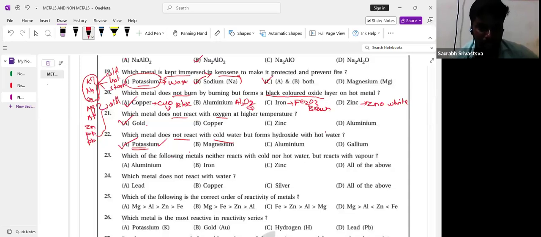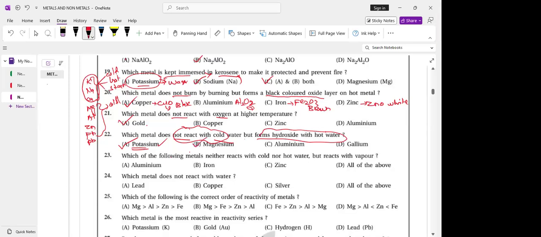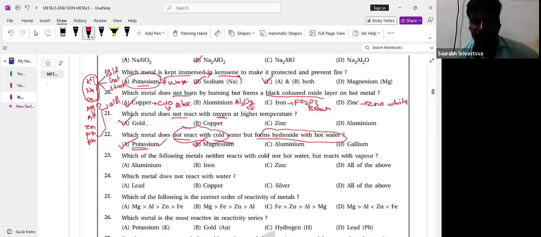Your question is wrong, I understood the question wrongly. Now see here: which metal does not react with cold water but forms hydroxide with hot water? Then you have to select this one. Magnesium is the answer. It will react with hot water and form hydroxide, not oxide.